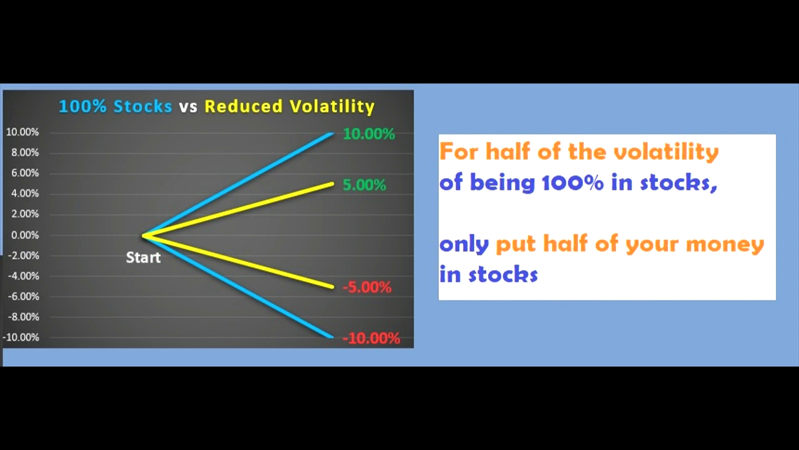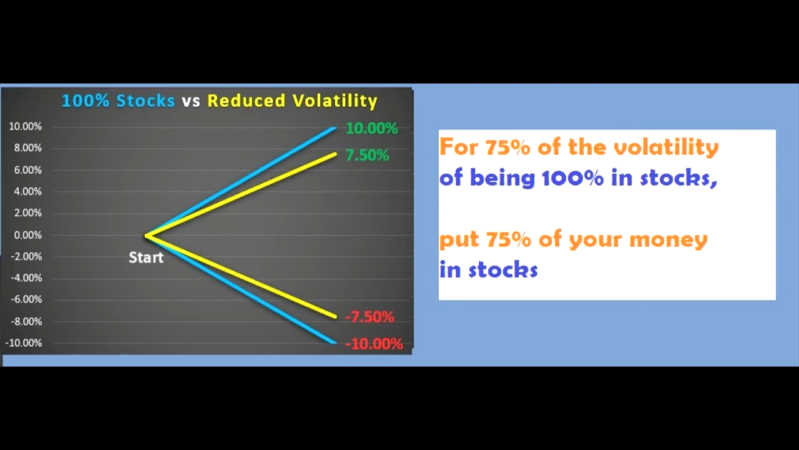Now, if you'd rather model your portfolio by percentages and volatility relative to stocks, here's how you'd do that. If you'd rather have half the volatility of being 100% in stocks, then only put half of your money in stocks. If you want 75% of the volatility that you would have had from being 100% in stocks, then invest 75% of your money in stocks.